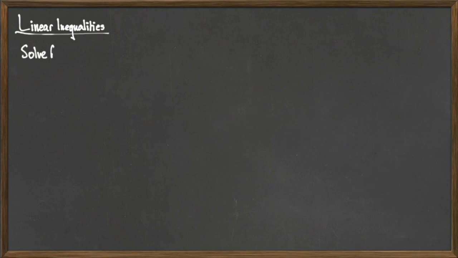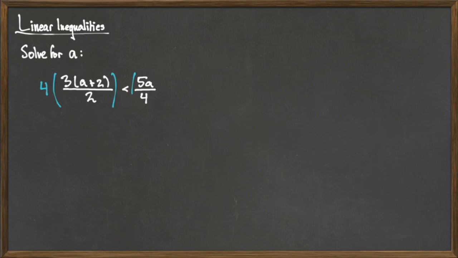In our next example, we're going to solve for a. Consider the inequality (3 times (a plus 2)) over 2 less than 5a over 4. One of our last videos showed us multiplying both sides by the LCM, or the least common multiple of the denominators. In our case, that's going to be a 4. So if I multiply both sides by a 4, it's going to clear out all of our fractions. And since I'm multiplying by a positive 4, it doesn't change any inequality directions.